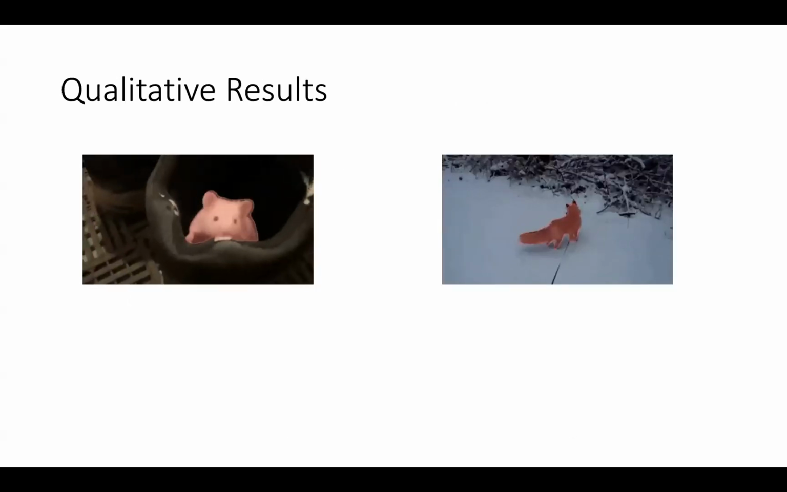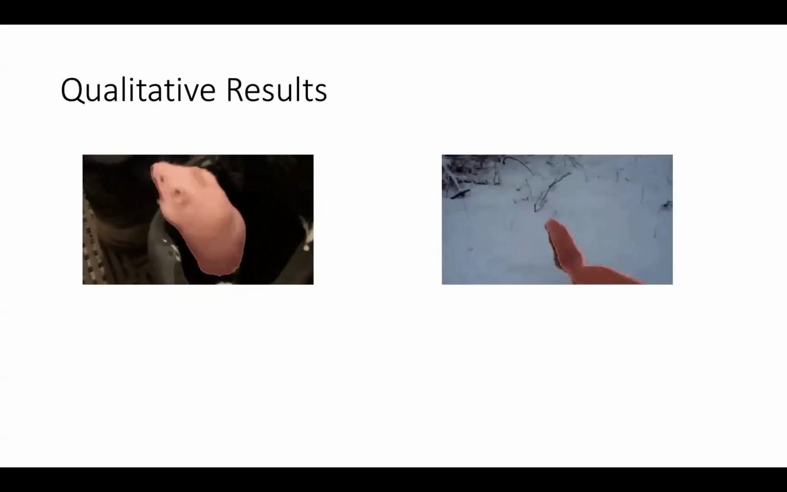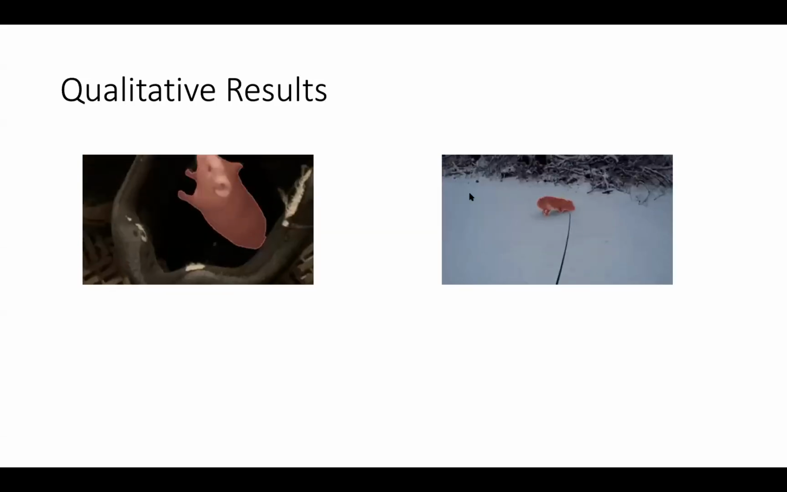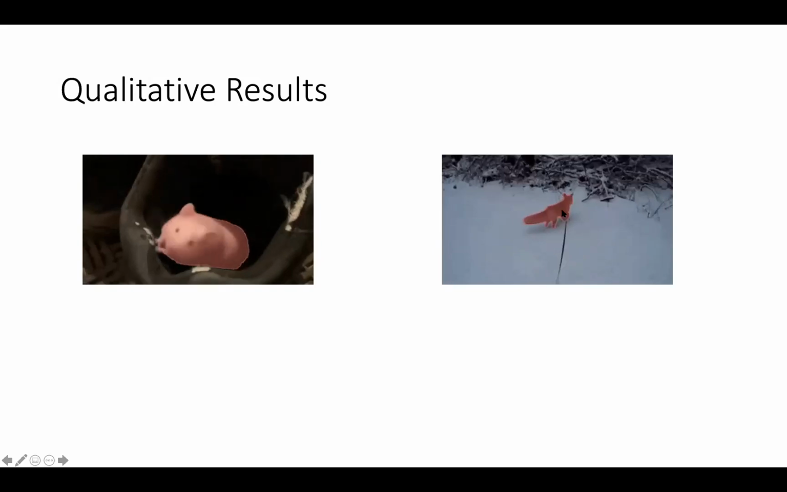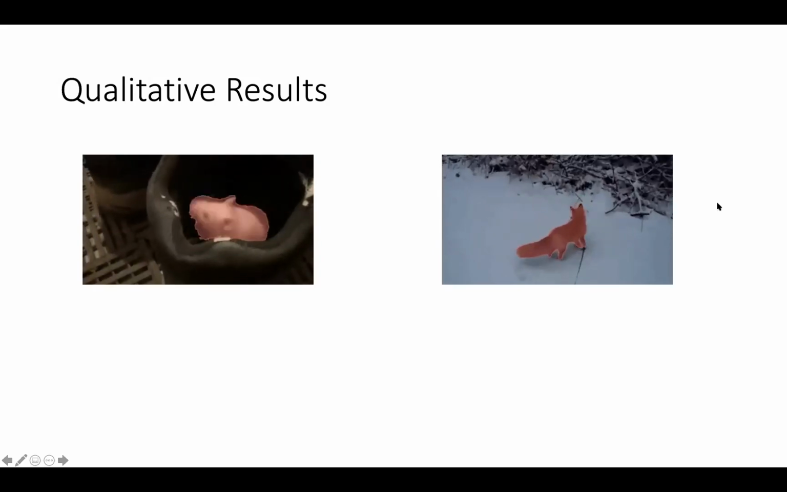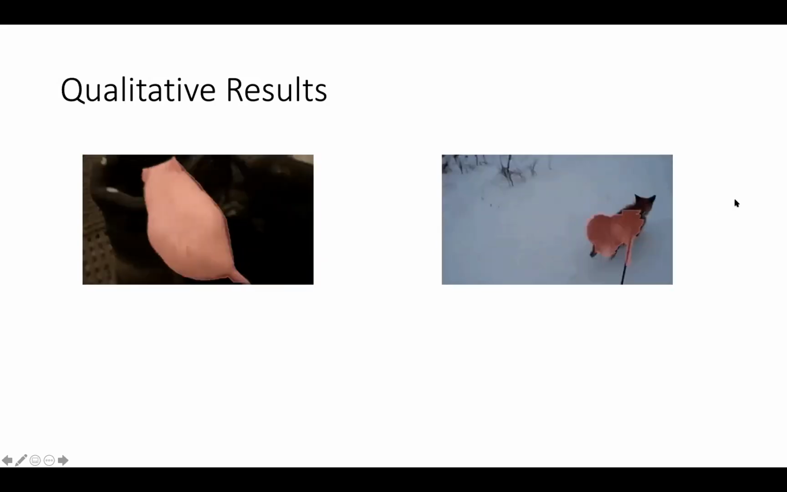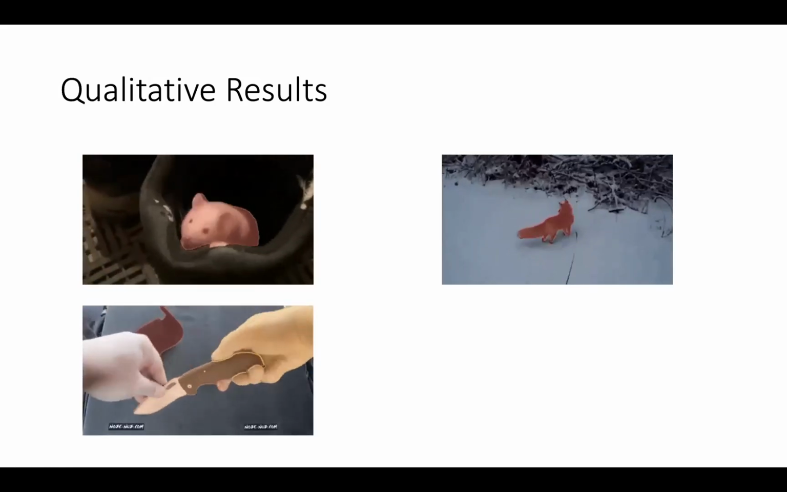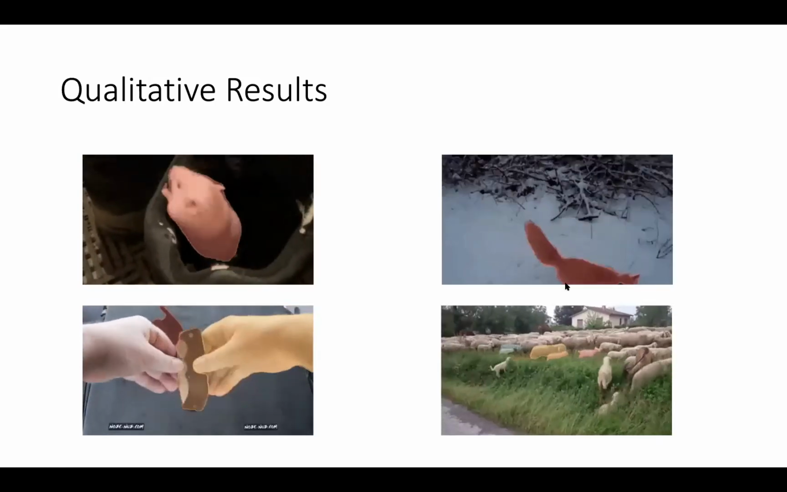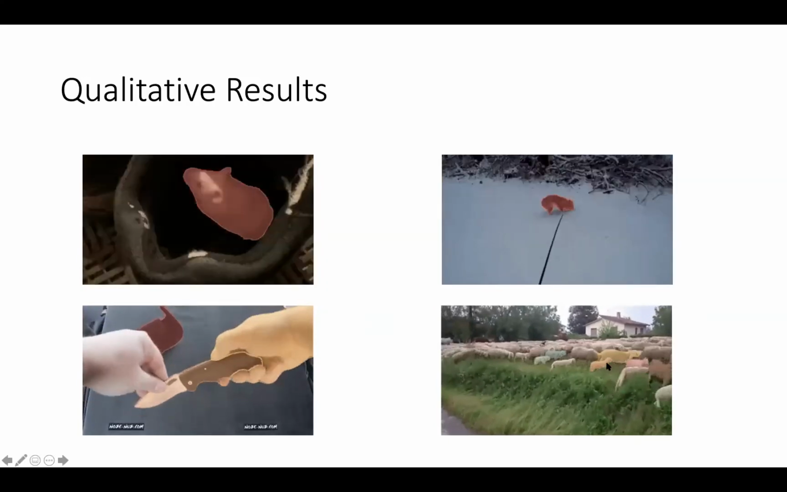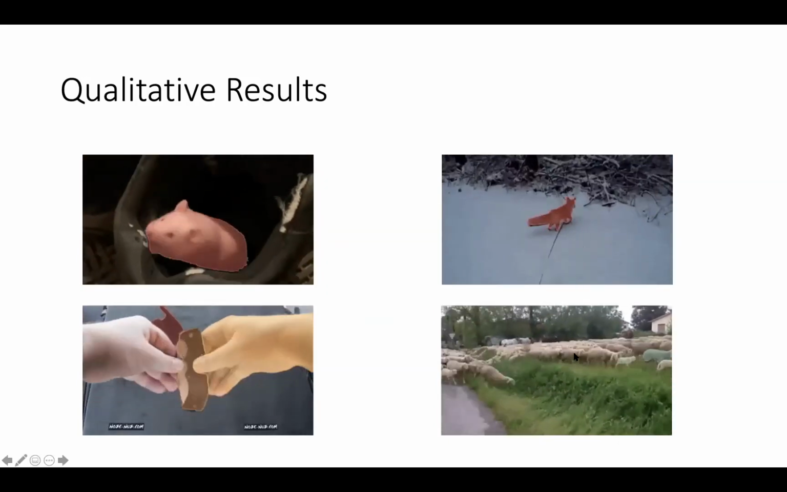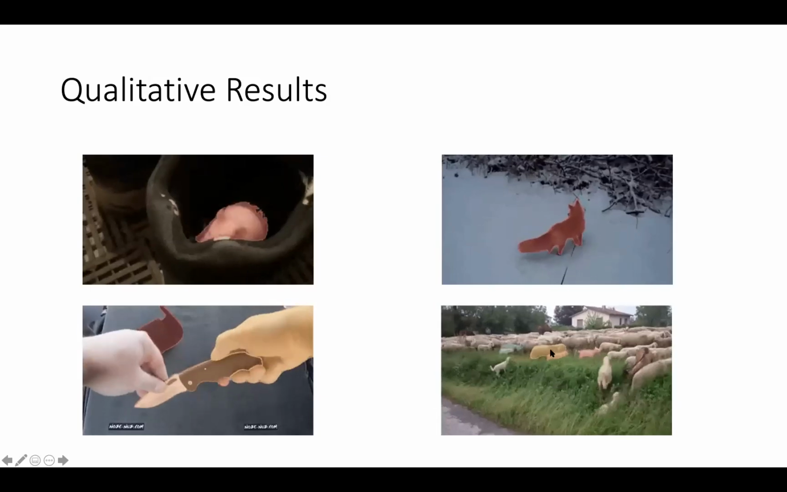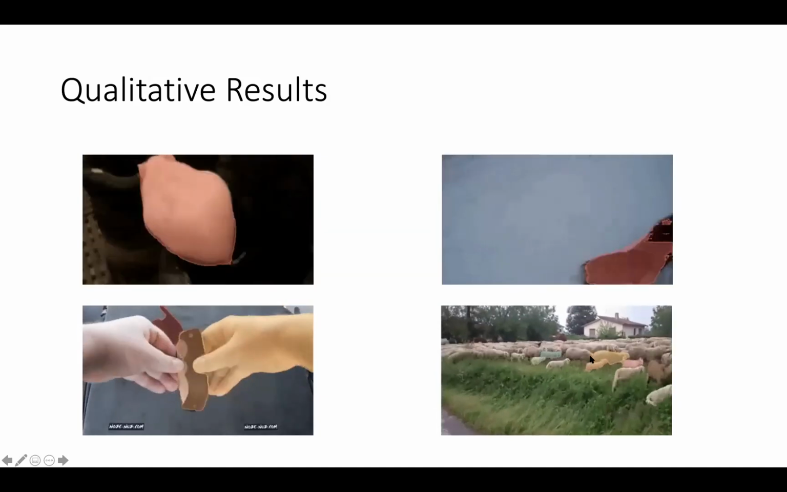Here's some qualitative results. So you can see that our network is able to finally segment these objects, even when, in this case on the right, the fox is moving quite quickly, our network is able to keep track of the fox and segment it. And then when there's multiple objects, our network can deal with that as well. And as you can see in this bottom right example, even when there's objects that look very similar to the objects of interest, we're able to correctly segment them.